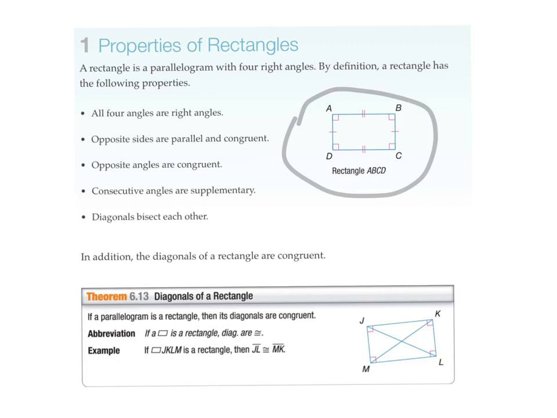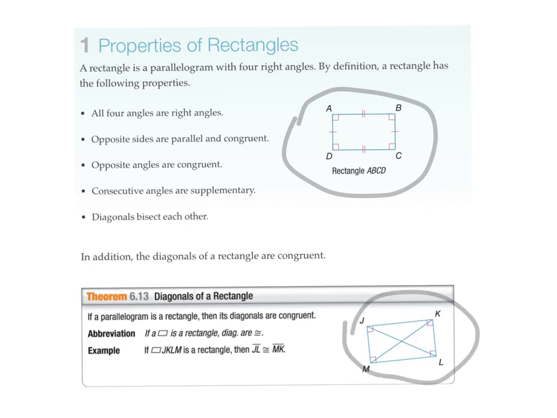Well, from the diagram, A, B, C, and D are all right angles. AD and BC are congruent. It's got one little red mark. AB and DC are also congruent. Consecutive angles are supplementary. Well, if they're both 90 degrees, if you add A and B together, you'll get the 180, which is supplementary.